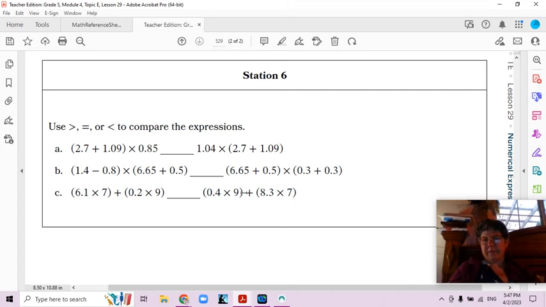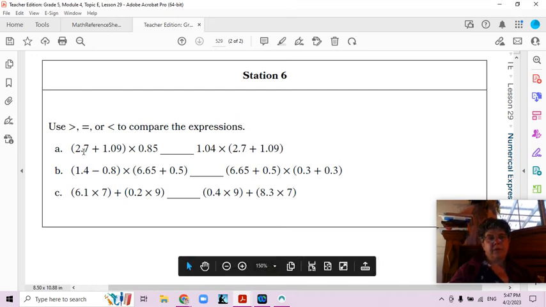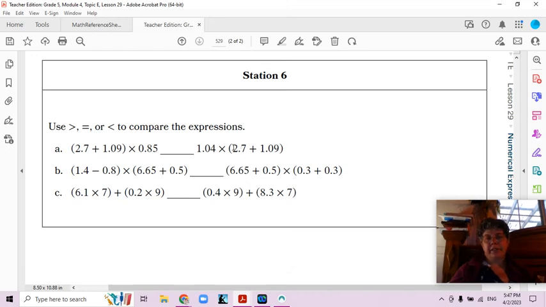And this is one that some of us like, right? Because we don't always have to do the math. We're just comparing the expressions. So let's see. We have 2 and 7/10 plus 1 and 9/10. Look over here. 2 and 7/10 plus 1 and 9/10. You see how these two are the same? Right? This one I'm multiplying by 85/100ths. And this one I'm multiplying by 1 and 400ths. So this one is going to be smaller because I'm multiplying it by something smaller.